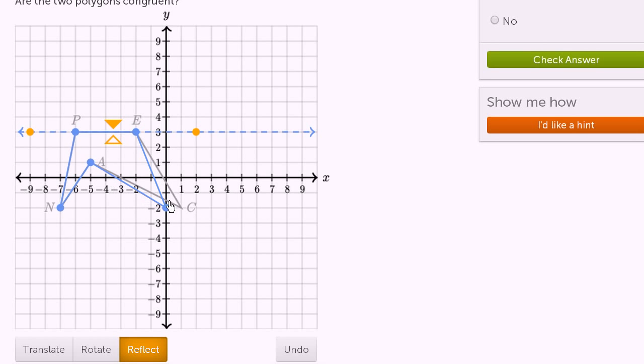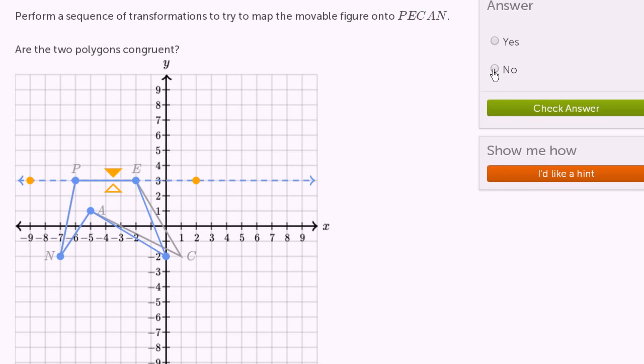I'm not able to get them to exactly overlap each other just through translations, rotations, and reflections. So are these polygons congruent? No.